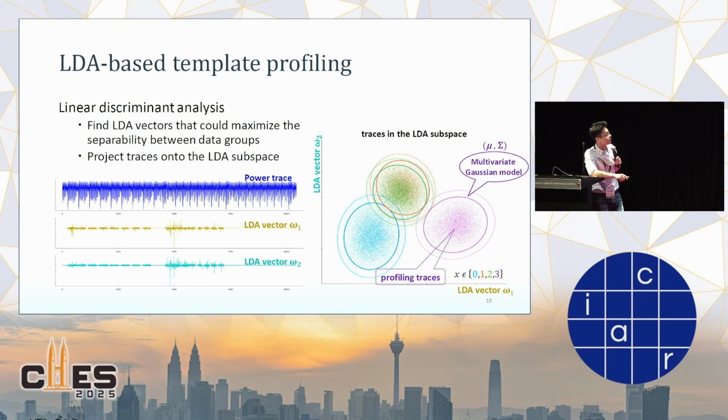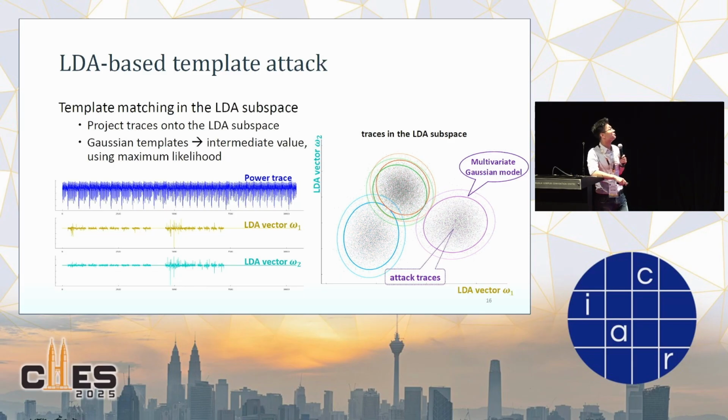As shown on the graph on the right here, after this LDA projection, traces of different intermediate values will be well separated. And then we can use a multivariate Gaussian model to characterize the distribution of these projected traces. During the attack phase of the LDA-based attack, we again project the unlabeled traces onto this LDA subspace. And then we use the pre-built Gaussian templates to infer their intermediate value using maximum likelihood.